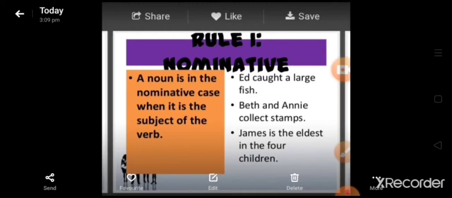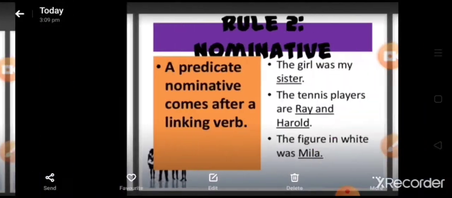Here you can see a noun is in the nominative case when it is the subject of the verb. Beth and Annie collect stamps. James is the eldest of the four children. So this is rule number 1.